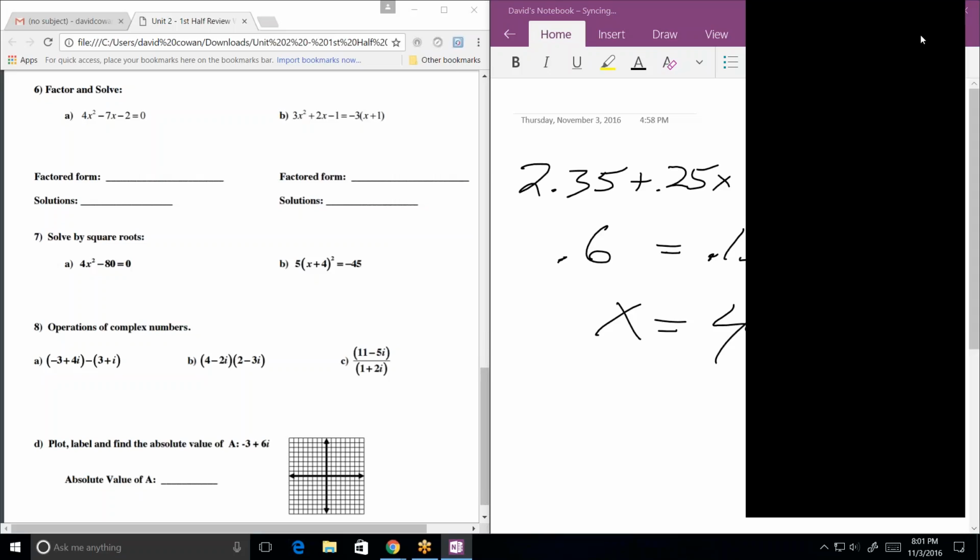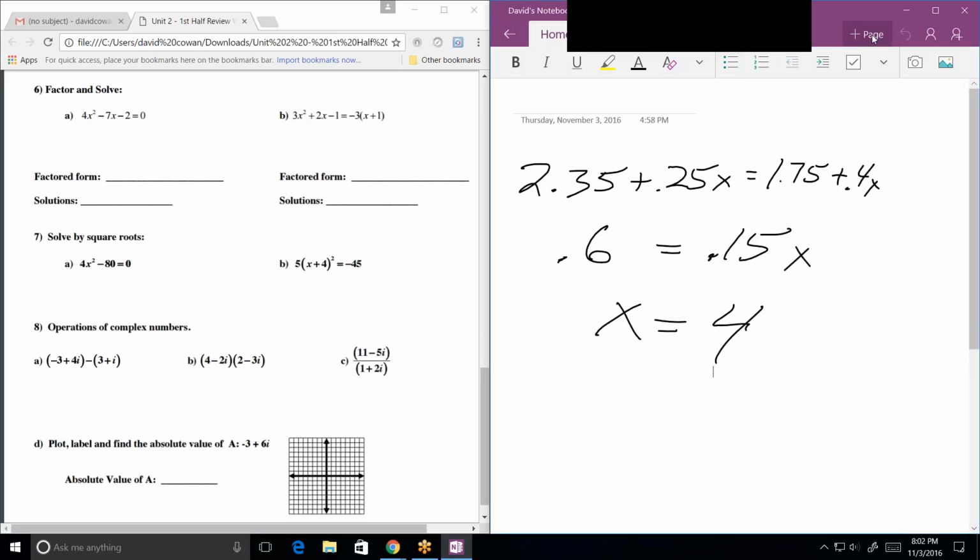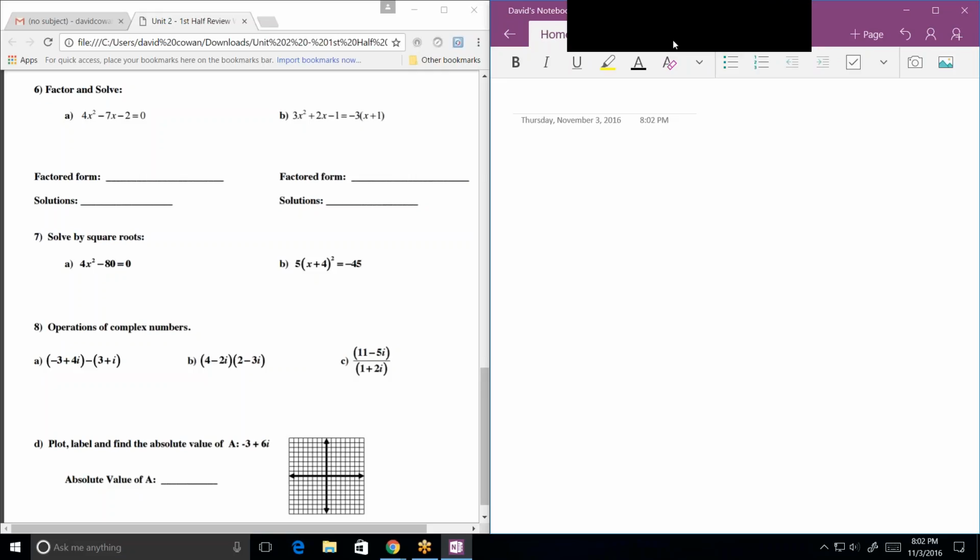Turn on the record, new page, draw. All right.